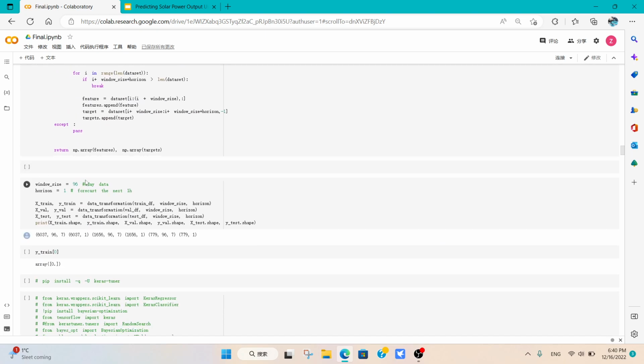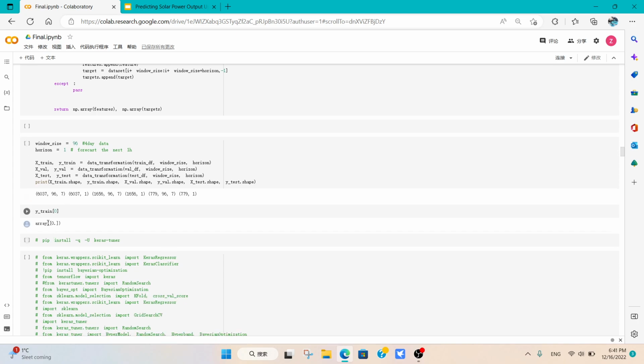Our window size, which is the number of time steps we look back into the data set, is 96, and the horizon is 1 hour. That means we're forecasting the next 1 hour, which is the 97th hour.